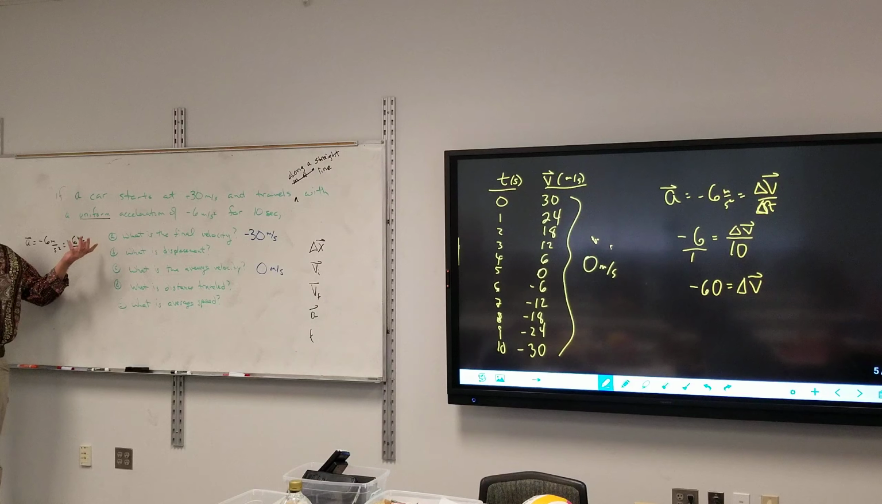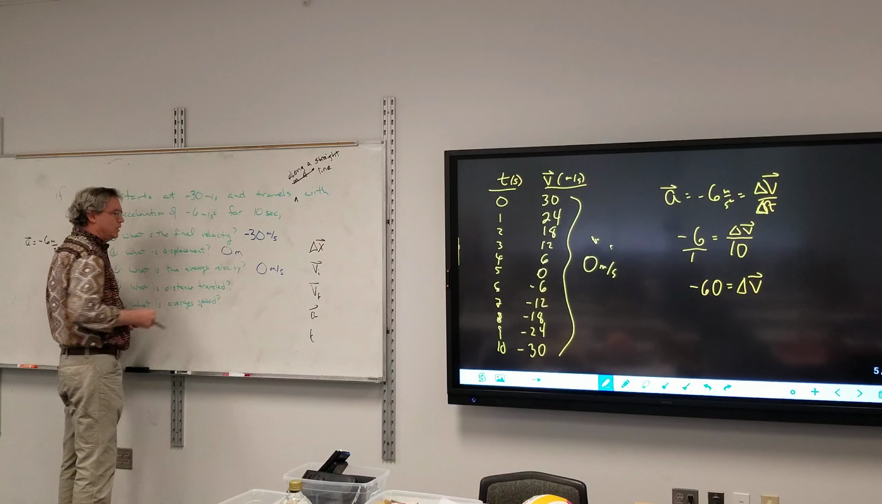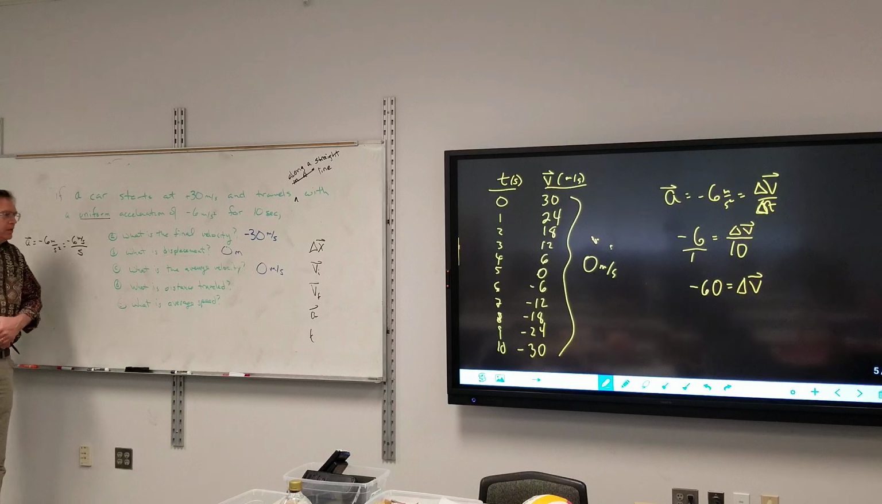And if on average I'm going 0 meters per second, what's my displacement after 10 seconds? 0 meters. Yeah. Back where I started. My original intent was not to have zeros there. We'll change it for the next problem so that we're not dealing with zeros.